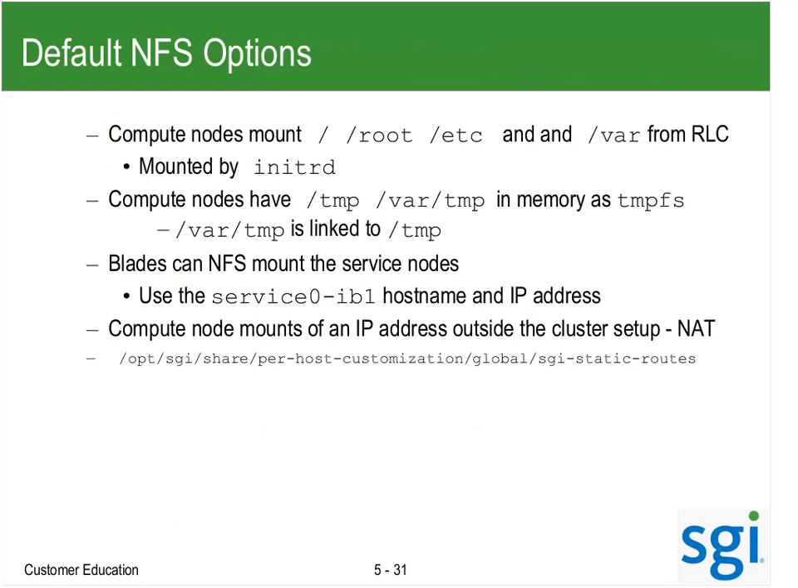Blades can use NFS to mount the service nodes. I'm using service 0-IB1, not 0, because 0 is for my MPI traffic, and I don't want I/O to interfere with my MPI traffic. And then the compute node mounts an IP address outside the cluster, assuming we have NAT set.